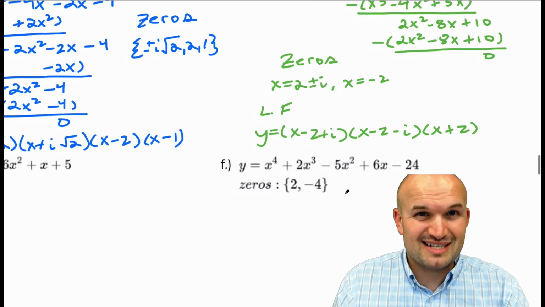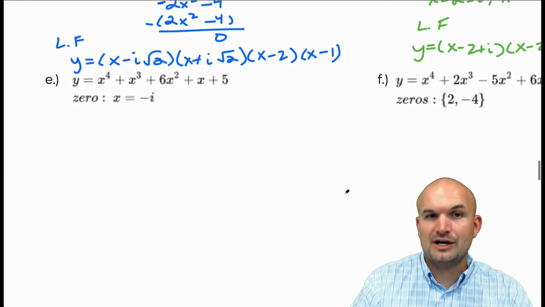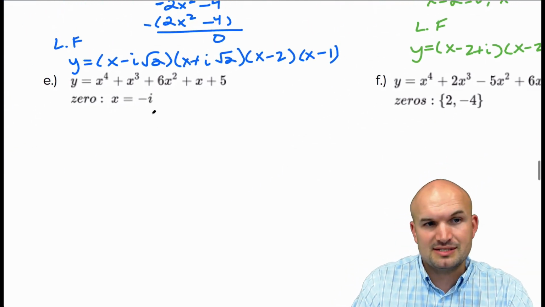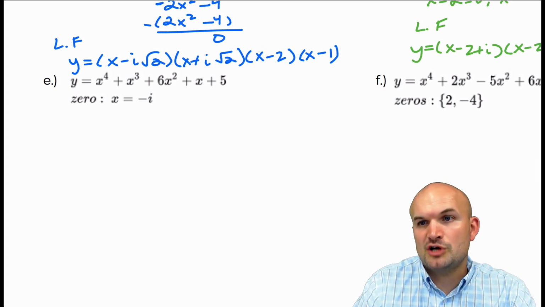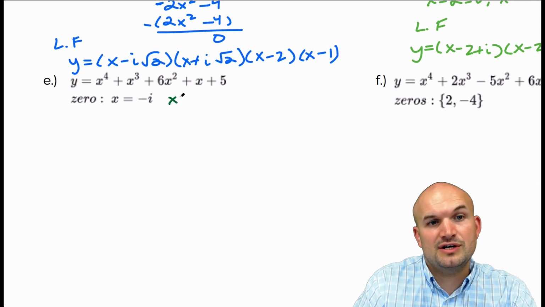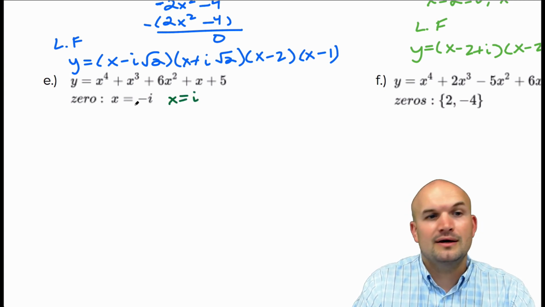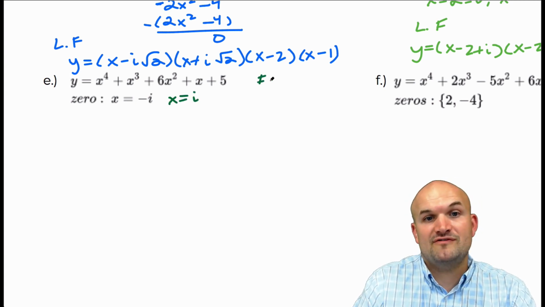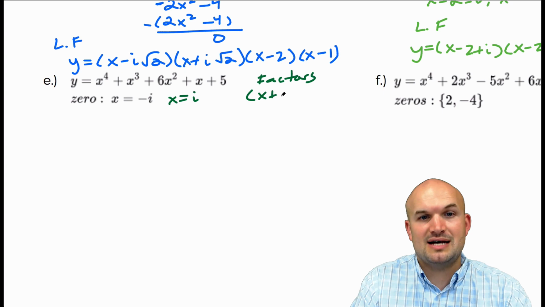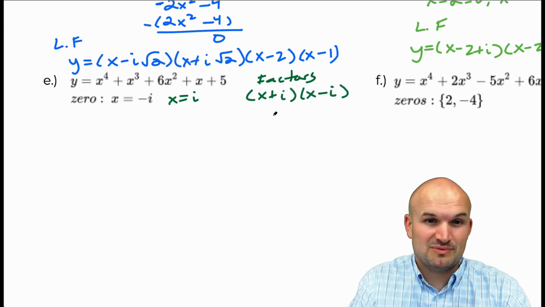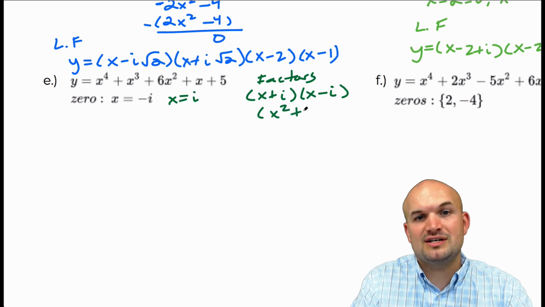All right, so 2 more, guys. We're almost done, but hopefully you can see a little bit of the pattern that we're developing with this. One last one here, I have negative i. So again, let's do dark green. The other zero is x equals i, right? We can write these now as our factors. Hopefully you're seeing that this is going to be x plus i times x minus i. And when we multiply that, we get x squared plus 1.